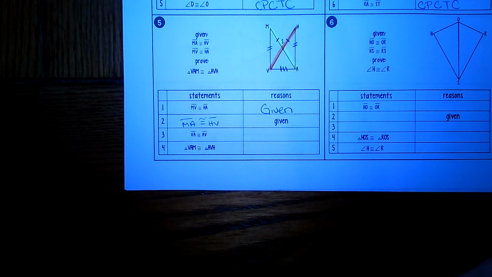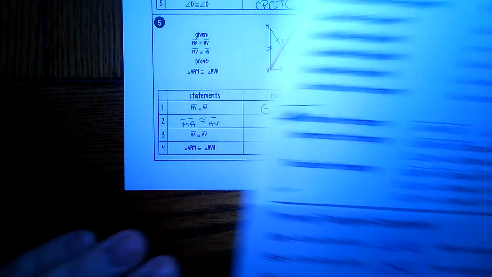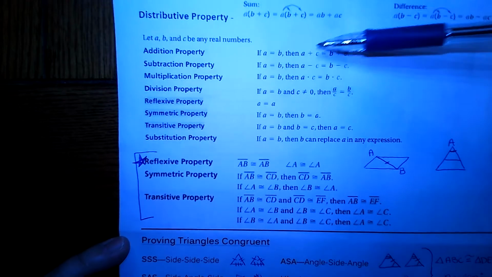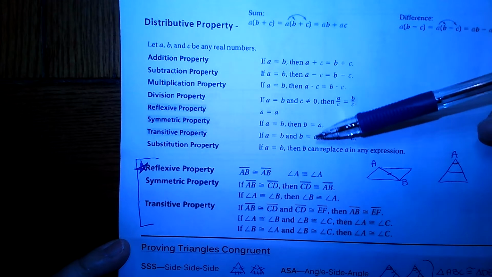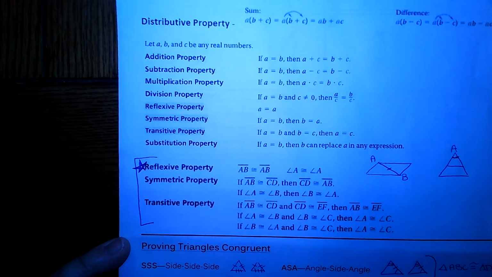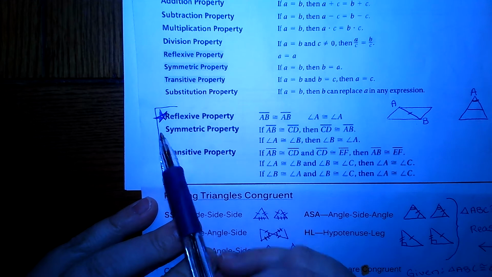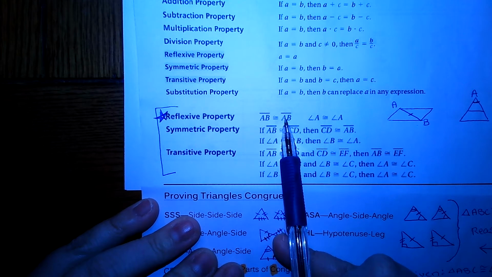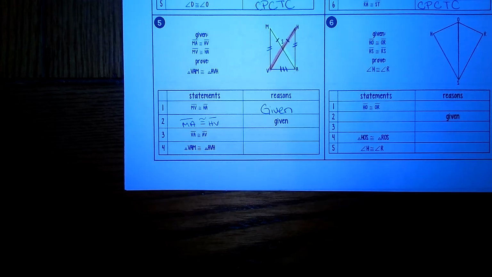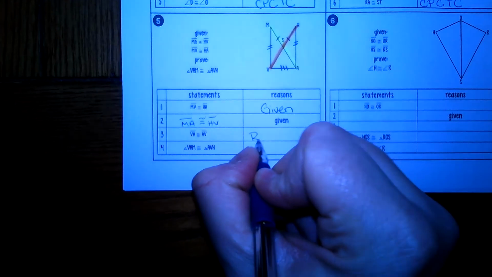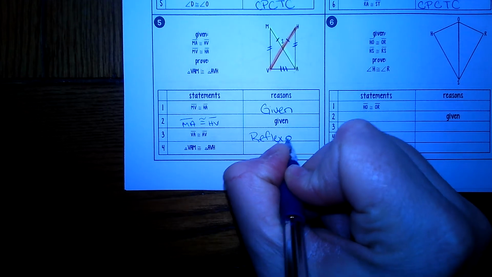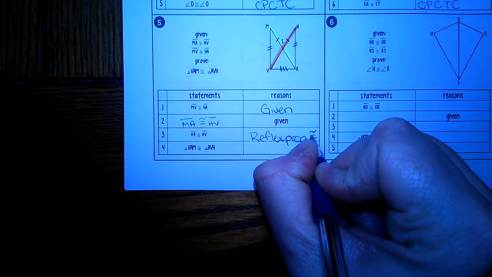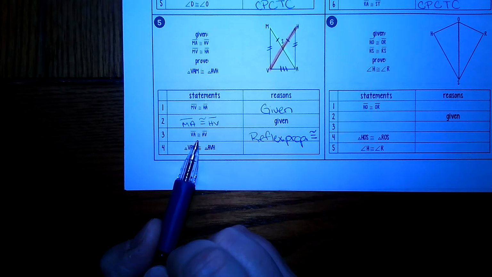I'm going to show our list here again. The reflexive property comes to us from Algebra 1. Here's all of our Algebra 1 properties from when we started studying properties in Algebra 1. The reflexive property simply says that any object can be congruent to itself. So that's what we're using here, reflexive property of congruence. Not equality, that's a congruent sign right there.